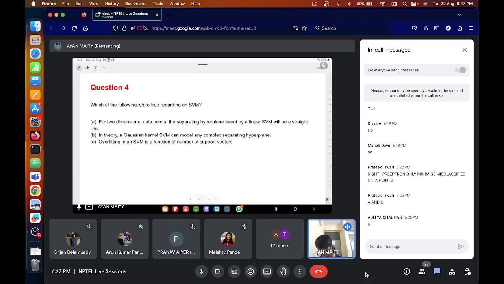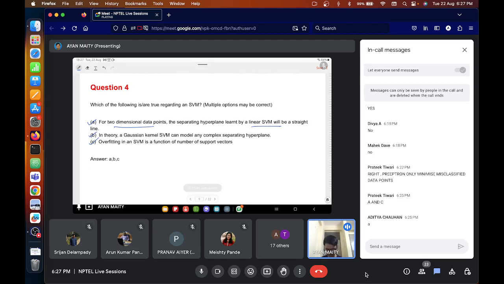So the correct answers here, A, B and C, all three are correct answers. So the first option says, for two-dimensional data points the separating hyperplane learned by a linear SVM will be a straight line. So for 2D planes, obviously if we use linear SVM, it would be a straight line. So this is certainly correct.